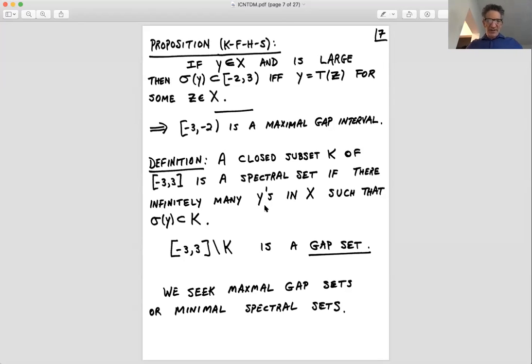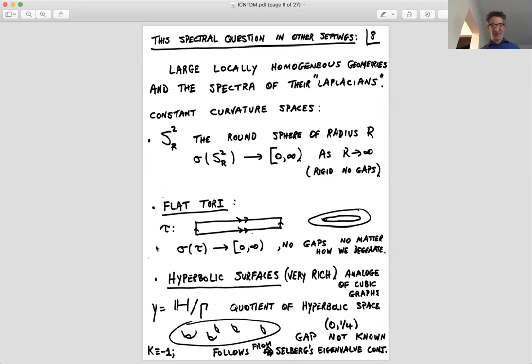So the general question is, we have a closed subset of [-3, 3]. We'll call it spectral if there are infinitely many 3-regular graphs whose spectrum is contained in that set K. The complement of a spectral set is a gap set, and we want to make small spectral sets or maximal gap sets, just like there was at the top and the bottom. What can we do? And that's the question I want to address.